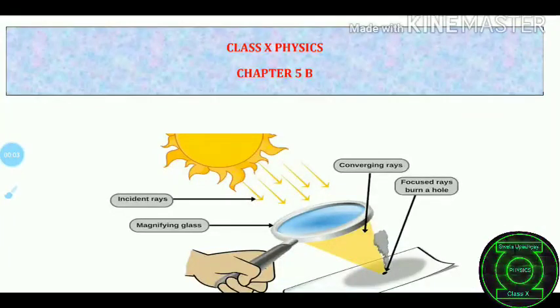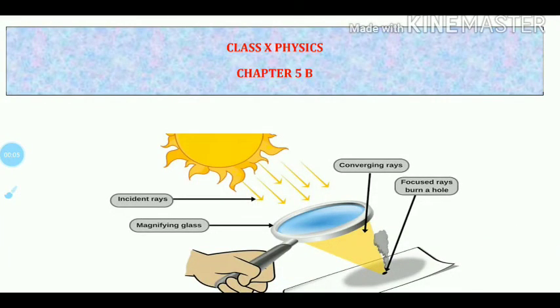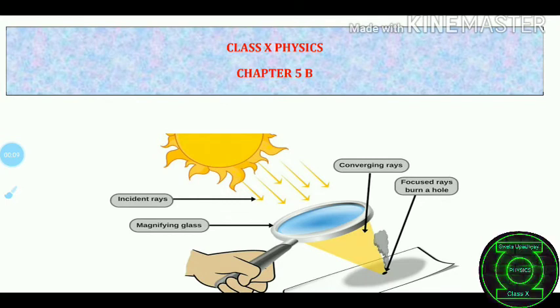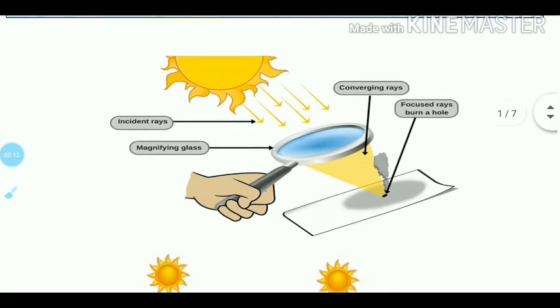Hello students, today we'll start a new chapter, chapter 5b, formation of image by a lens. Notice the picture on the screen.